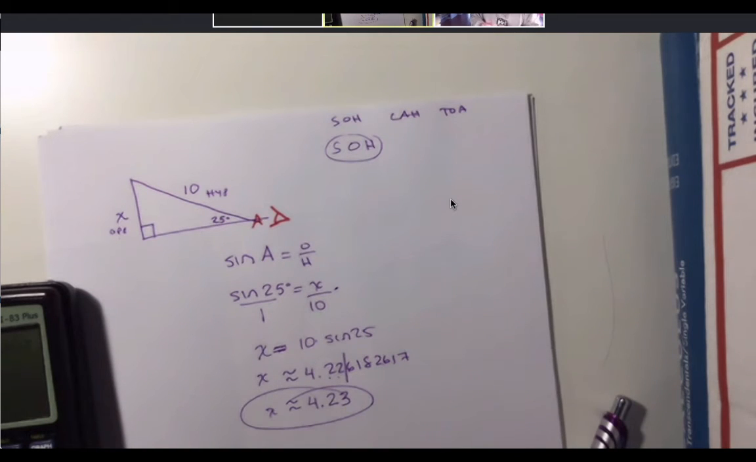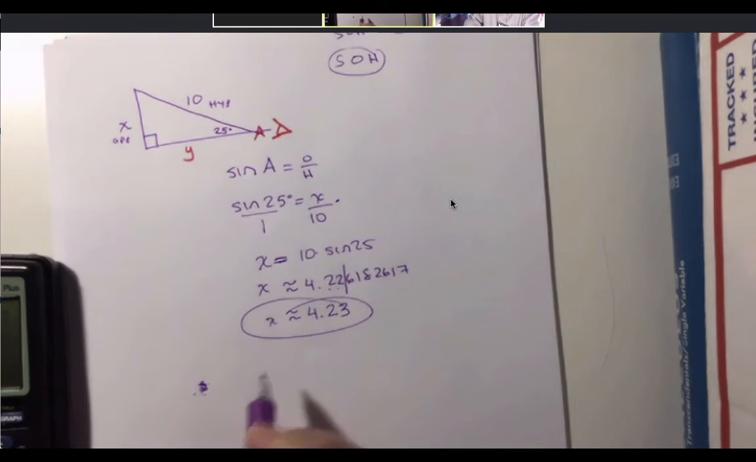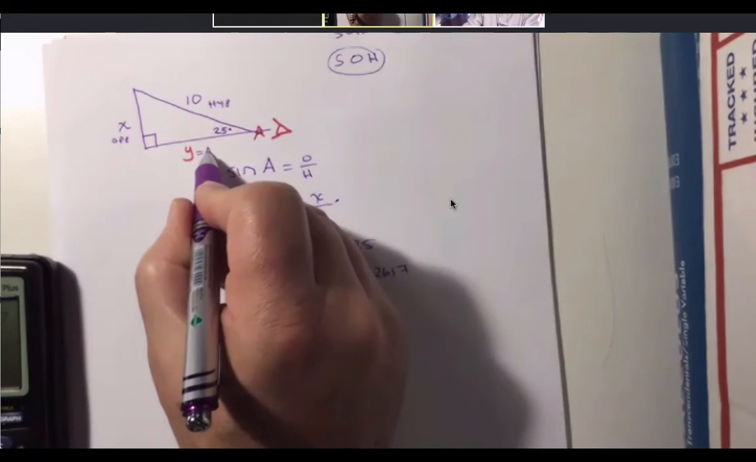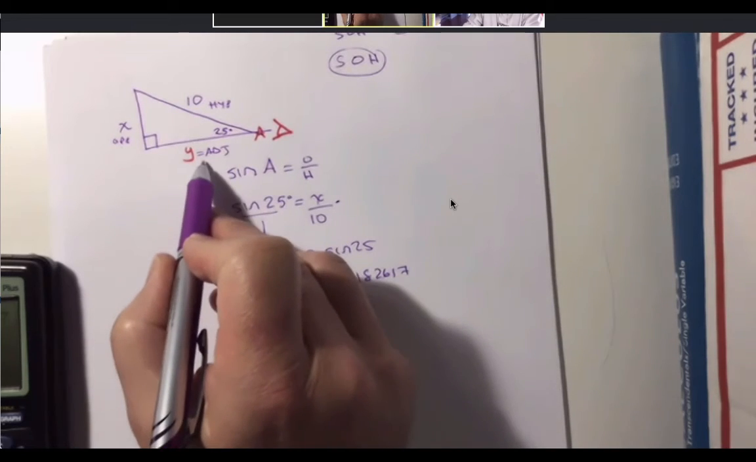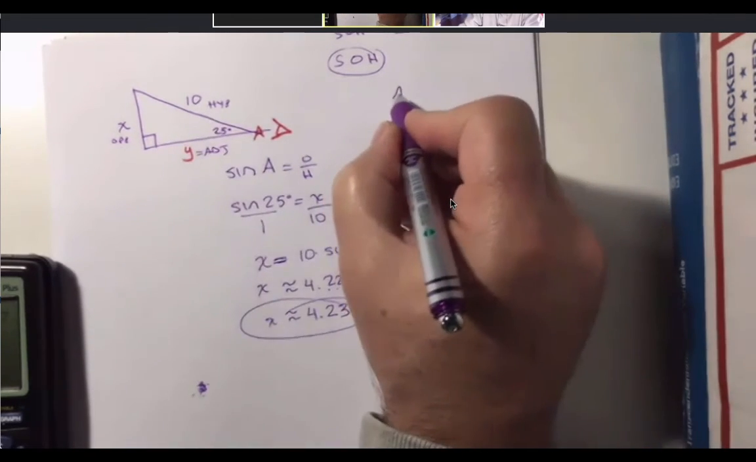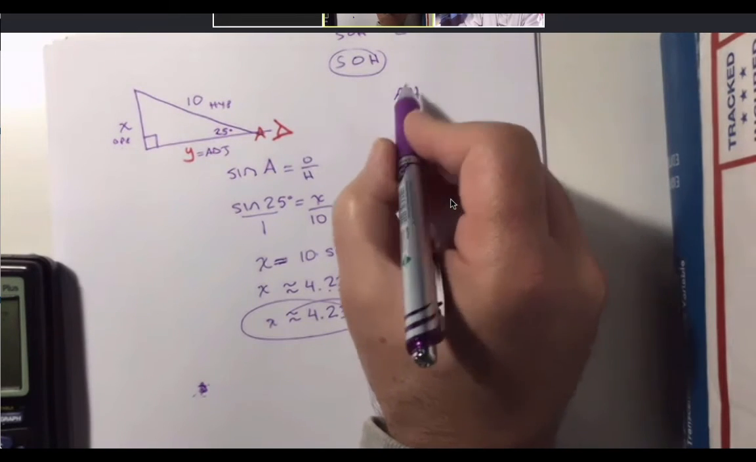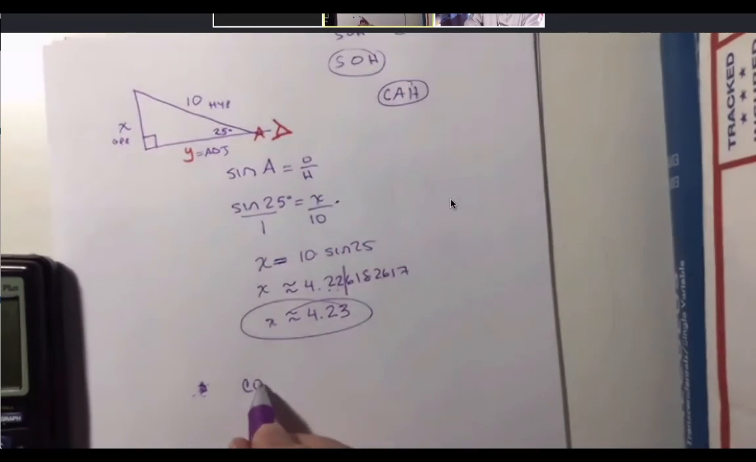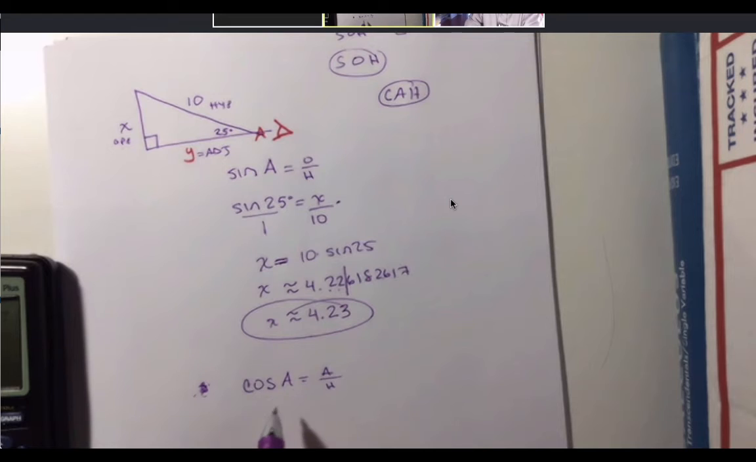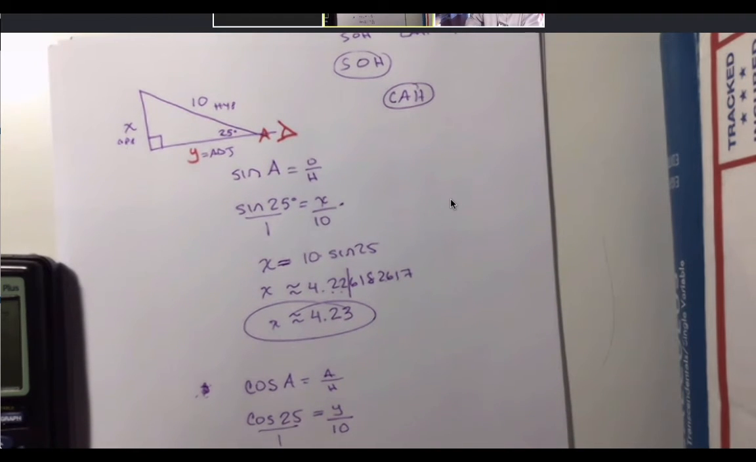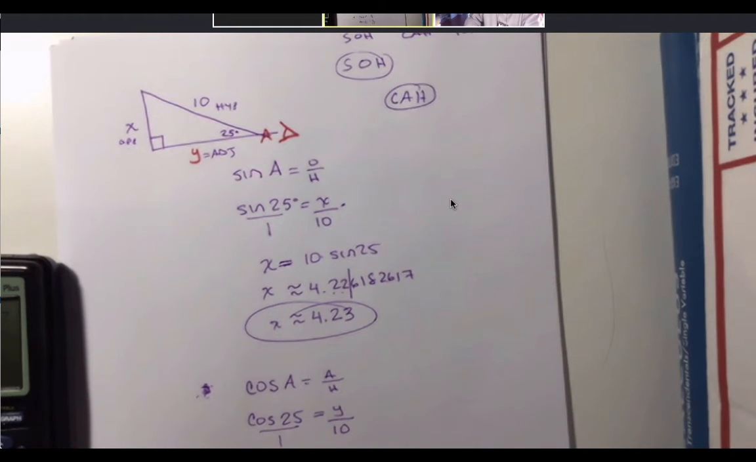What if, on the other hand, I had asked to find this side? Would my problem change? Well, it would. I'd still use angle A as my perspective, but relative to A, this is my adjacent side. And so now I want to get adjacent into the game. I've already got hypotenuse. Which of my functions uses adjacent and hypotenuse? Well, that looks like the cosine function. So I could say that the cosine of the angle is equal to the adjacent over the hypotenuse. Then I substitute. Cosine of 25 is equal to the unknown y over 10. Cross multiply. Y is equal to 10 times the cosine of 25.